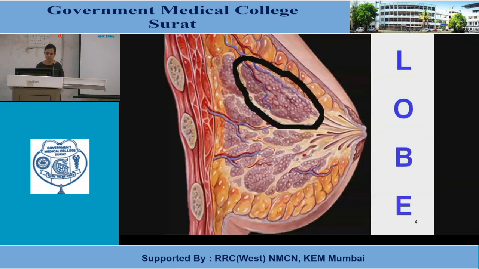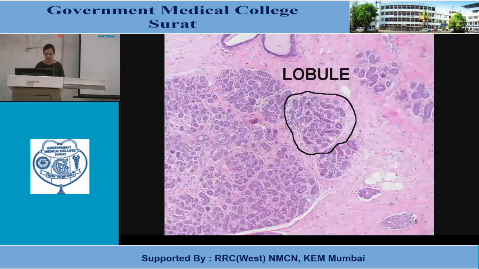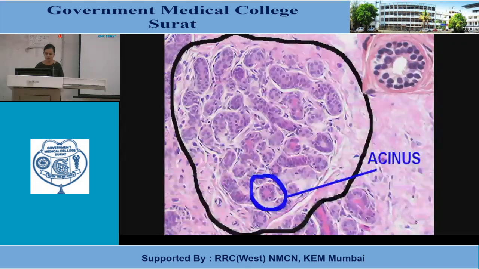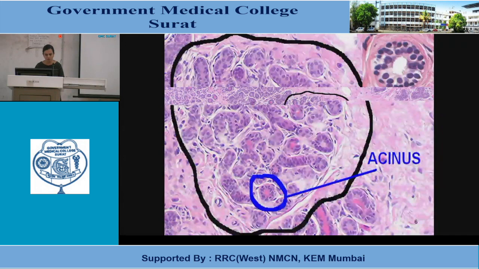First of all, a look into what is a lobe. The breast is basically composed of lobes. A large area of glandular tissue that the breast is divided into is called a lobe. Now what is a lobule? A large lobe is divided into small lobules. These are a collection of acini. What are acini? The acinus is the smallest part of a lobule.